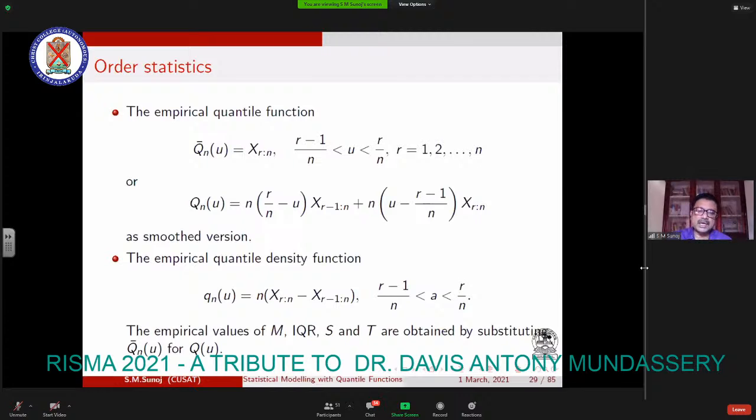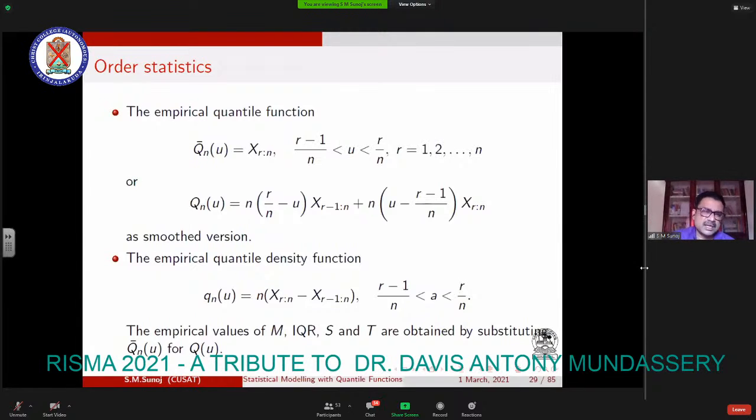The empirical quantile function is given by Q_n(U) equal to X_(r:n), which is nothing but the rth order statistic. The second one is a modified version of the first statistic. The first statistic is the rth order statistic, and the second one is a modified version of the same, which was proposed later. I think in the Parzen paper itself they have given this modified version, which is also called the smooth version.